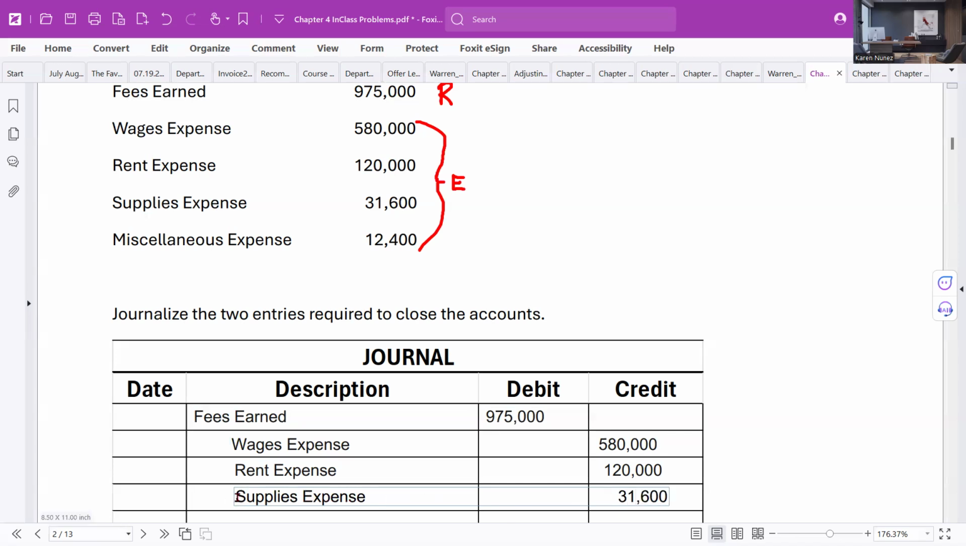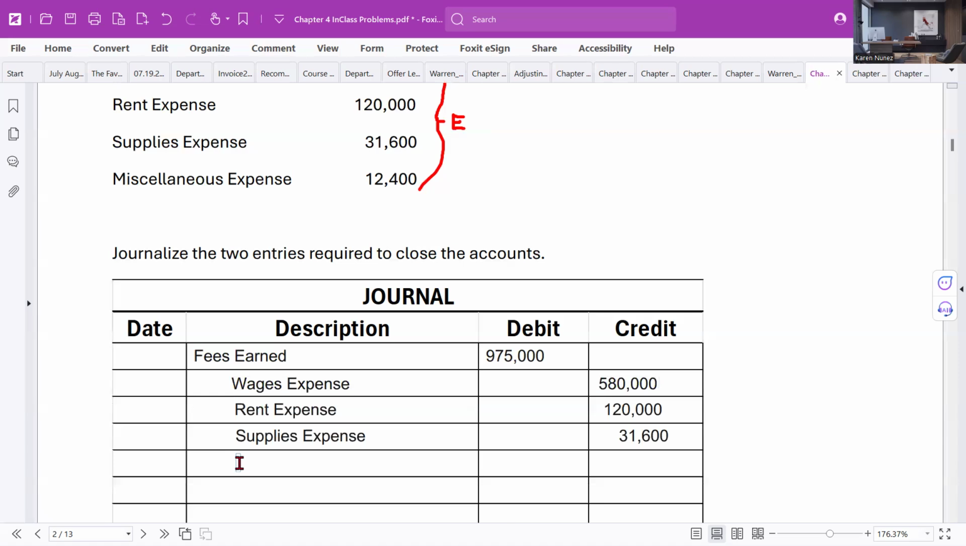And then the miscellaneous is the last one. The miscellaneous expense, I'm sorry, is 12,400. So we've got all of our revenue and expenses. Remember, revenue has a credit balance. To close it, we debit it. Expenses have a debit balance. To close them, we credit them.